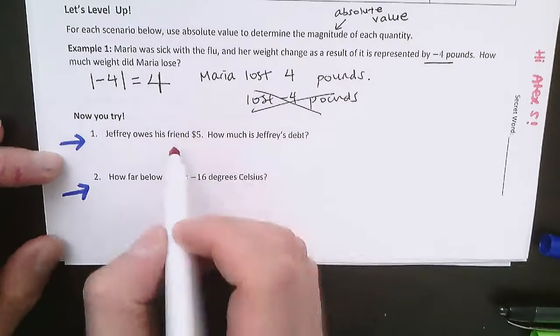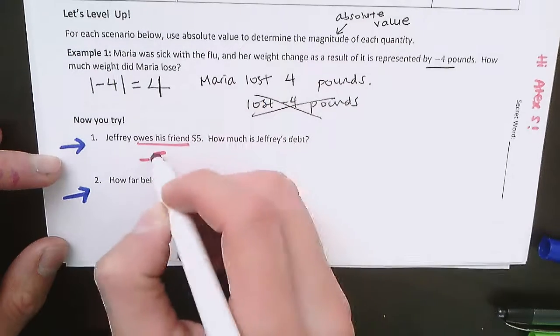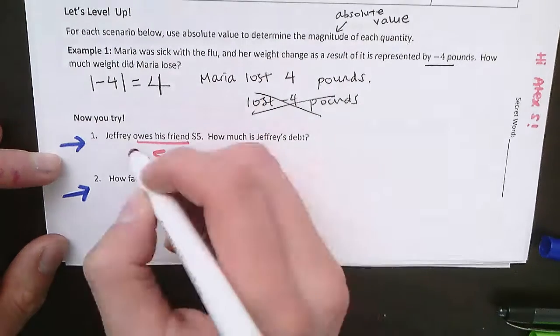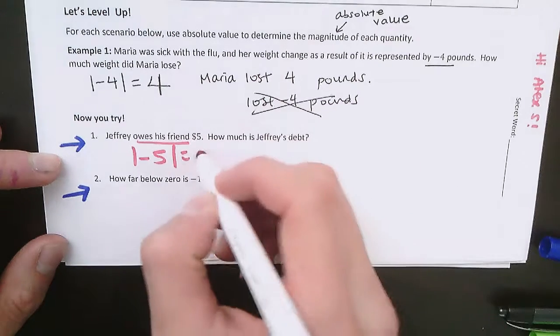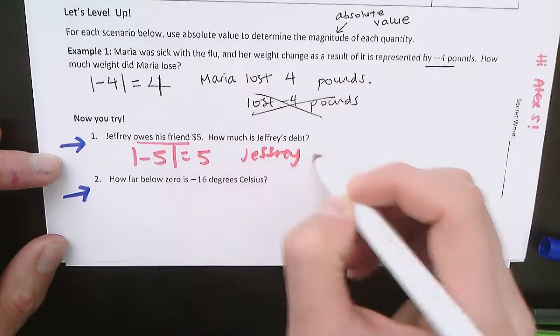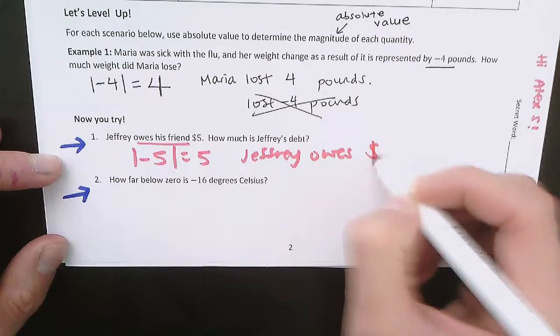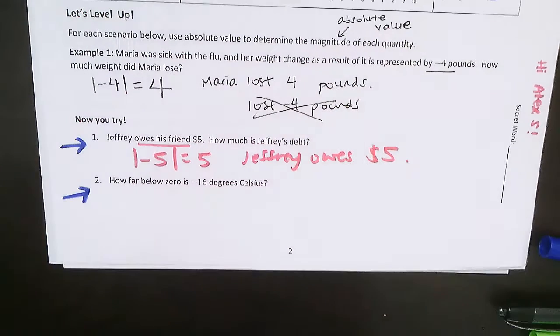Let's see how we did. Jeffrey owes his friend $5. How much is Jeffrey's debt? Well, if you owe your friend, owing is a negative situation, $5. So negative 5. But we're going to take the absolute value of that. The absolute value of negative 5 is like the positive version. So it's going to be 5. And we would say Jeffrey owes $5. Right? Because you wouldn't say Jeffrey owes negative $5 because you can't owe somebody a negative amount. If you got that, 2 gold stars.